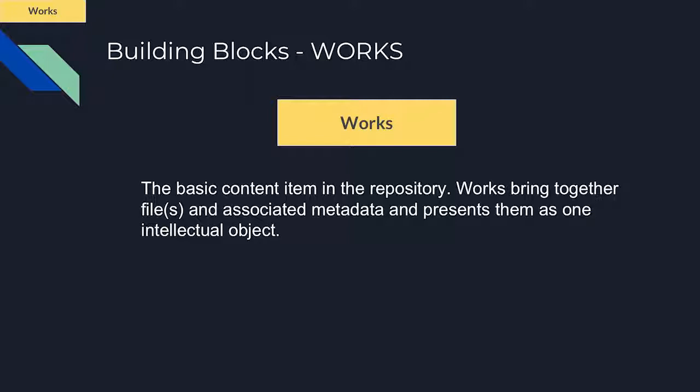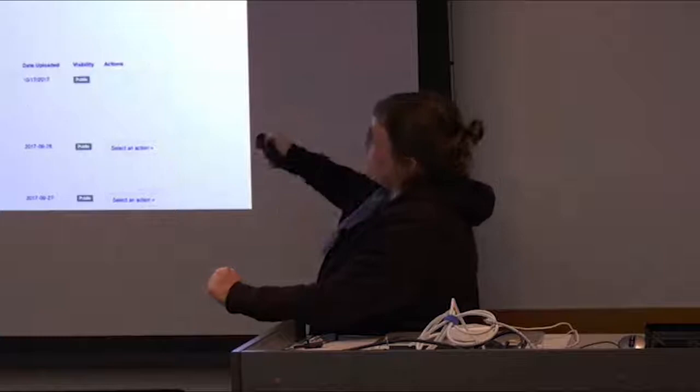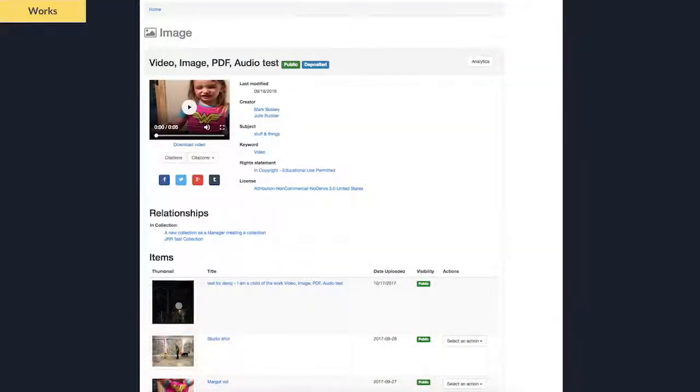A work type is the mechanism that gives something a unique set of fields and facilitates the ingest. Works are the basic content item in the repository, and works bring together files or file sets and the associated metadata and present them as one intellectual object. So this is a work. It has 2 file sets and 1 child work. The reason you can tell that it's a child work is because you don't have this option right here.